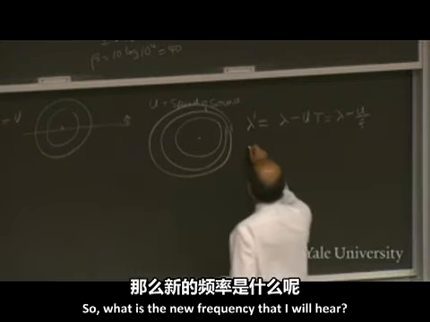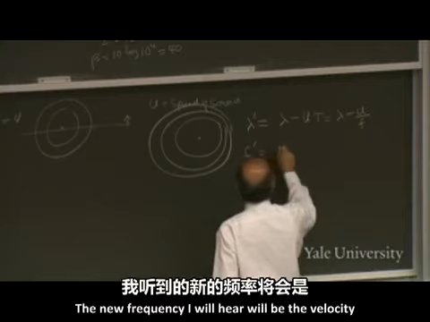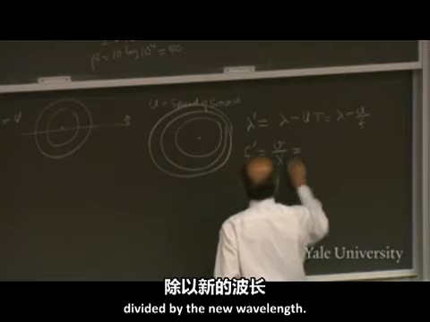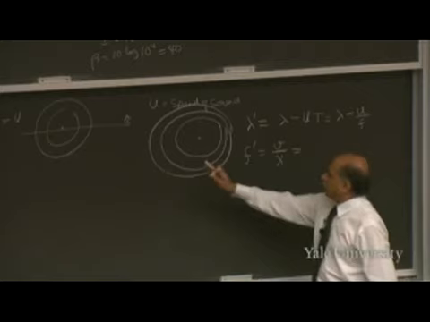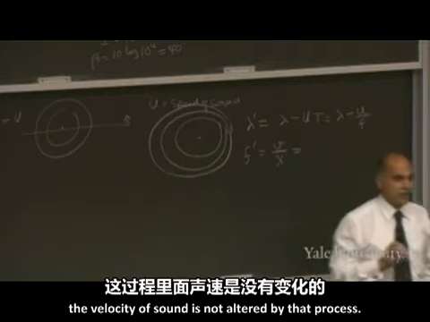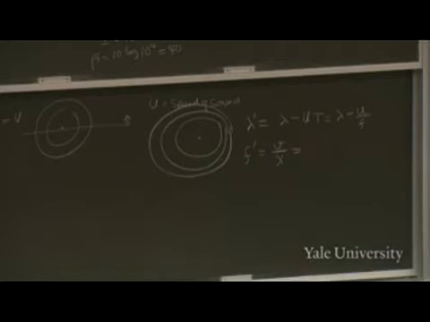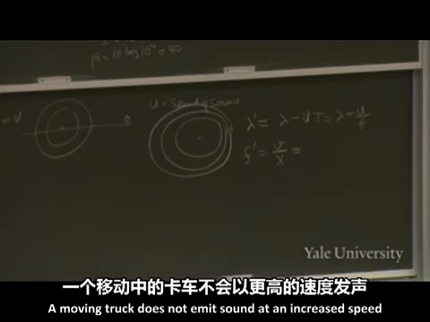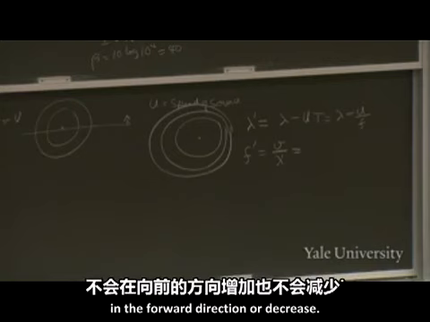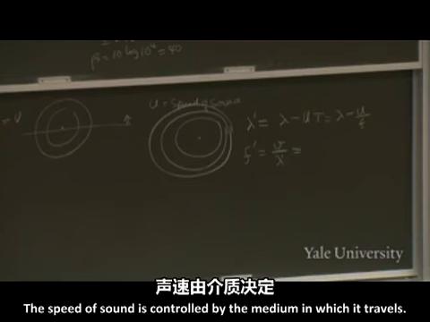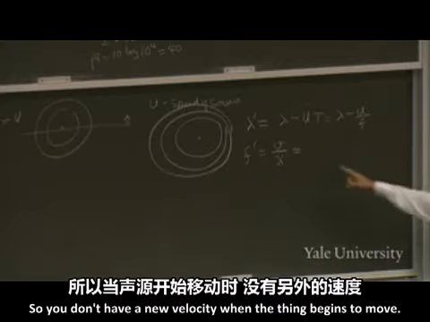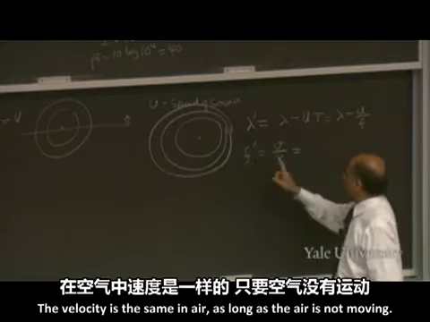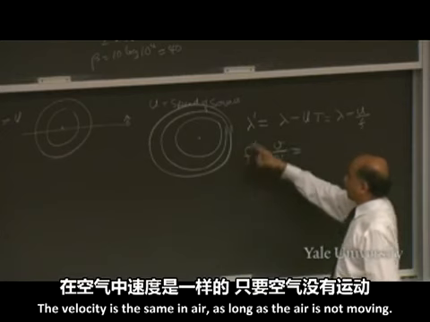So what is the new frequency that I will hear? The new frequency I will hear is the velocity divided by the new wavelength. By the way, you've got to understand that even though the source is moving to the right, the velocity of sound is not altered by that process. A moving truck does not emit sound at an increased speed in the forward direction or decreased. The speed of sound is controlled by the medium in which it travels. The medium is air. It can travel only at that speed. So you don't have a new velocity when the thing begins to move. Velocity is the same in air as long as the air is not moving.